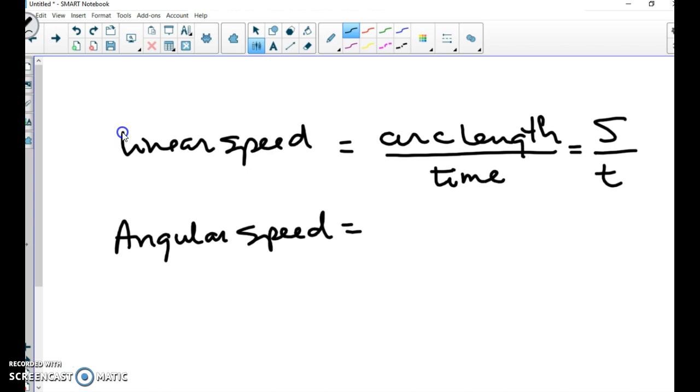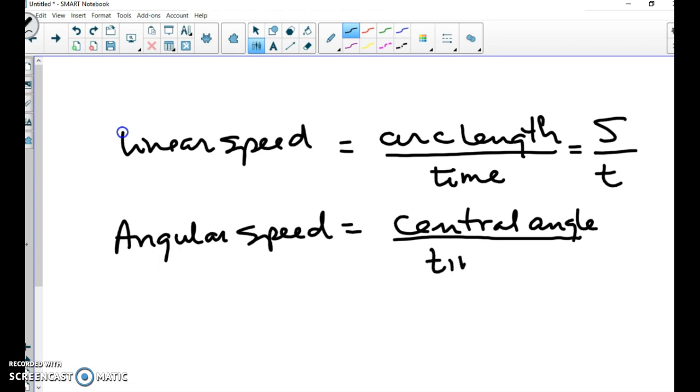Angular speed is going to be that central angle that is created by the particle traveling in a circle divided by time. And that central angle we know to be theta. Theta over time is angular speed, while arc length over time is linear speed. Linear speed measures how fast the particle moves. Angular speed measures how fast the angle is changing.